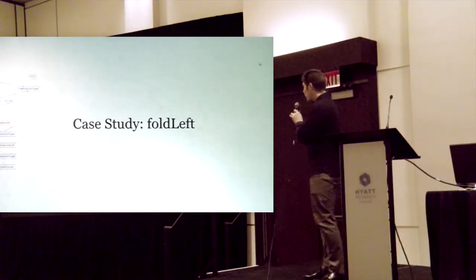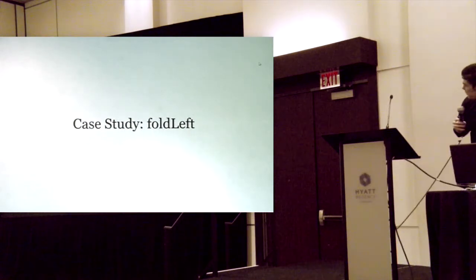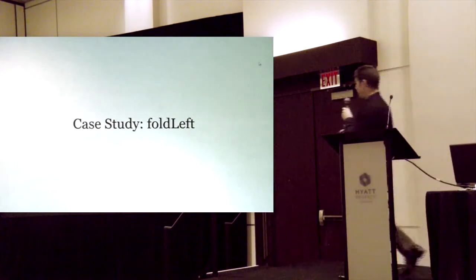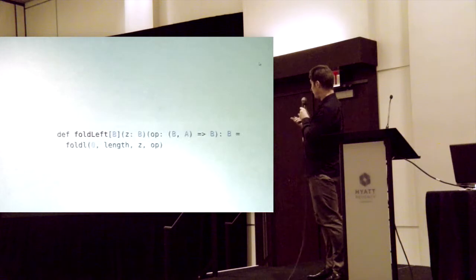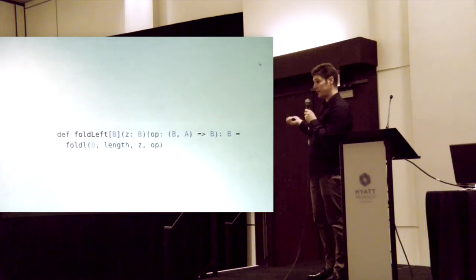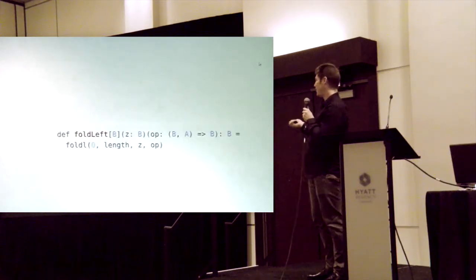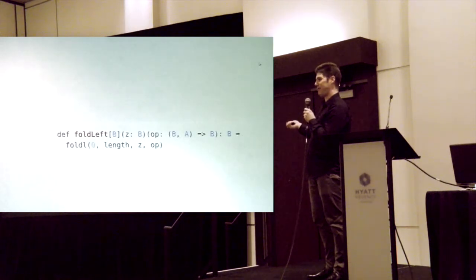And now I want to show you a case study with fold left. So let's observe the following fold left function from the standard library. If there are any collections experts in the room, can you tell me on which trait this fold left was defined?